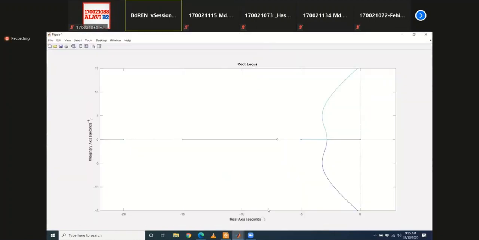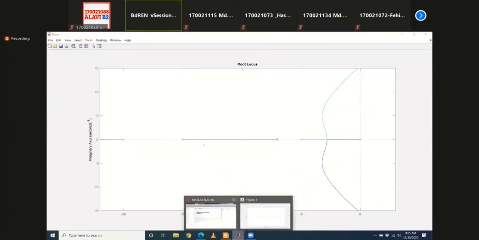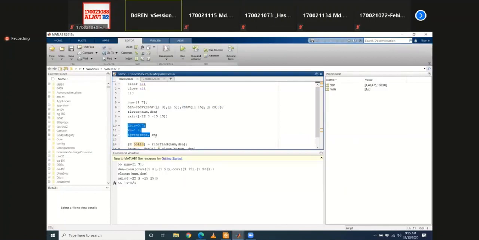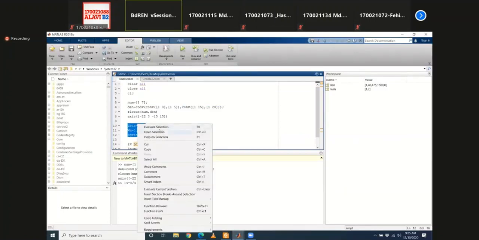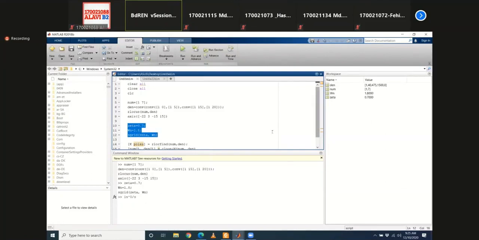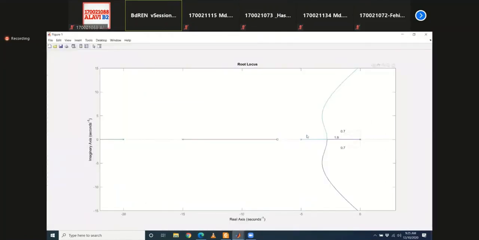So this is the root locus diagram that we have already obtained previously. Now let's run these three lines. Any changes in the root locus diagram? What is the change? There are some numbers. Yeah, so we have a new semicircle and two lines, right? Let's zoom in.